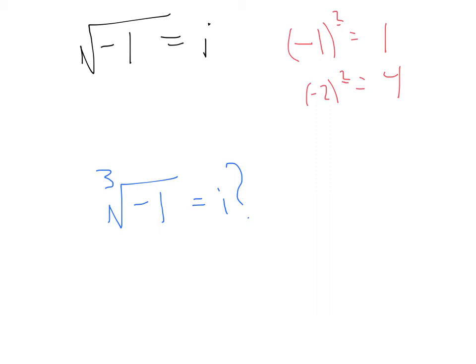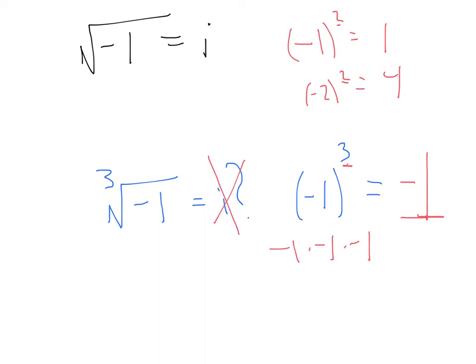Is that going to be imaginary as well? Well, let's take a look at the difference. Here, when we had a squared term, we always ended up with a positive. But what happens if we took negative 1 and we cubed it? Well, that would be negative 1 times negative 1, which would be positive 1, times negative 1, which would be a negative 1. So when we cube something, we still can get a negative. So the cube root of negative 1 is not going to be imaginary. It is actually going to just be negative 1.